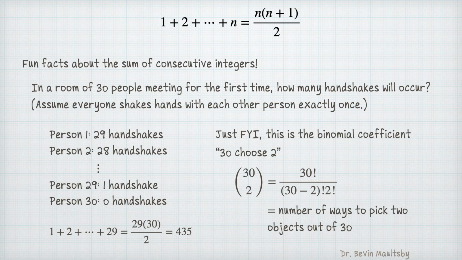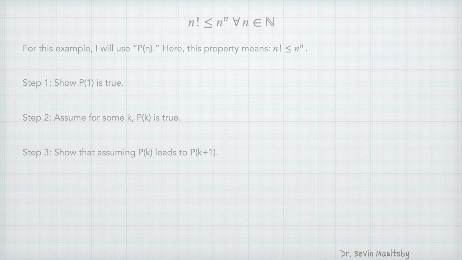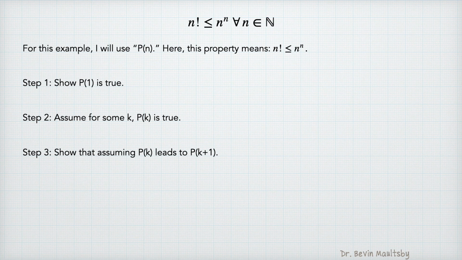Okay, I've gotten a little off topic now, so let's go back to induction and prove our second example is true. So here we have n factorial, that's the product of consecutive integers up to n, is less than or equal to n to the n. And again, to experiment with this formula, you could plug in n equals 3. 3 factorial is 3 times 2 times 1, that's 6. That is less than or equal to 3 cubed, which is 27. I always recommend testing a formula on a number or two just so you understand it.